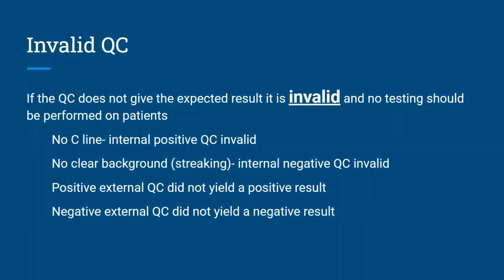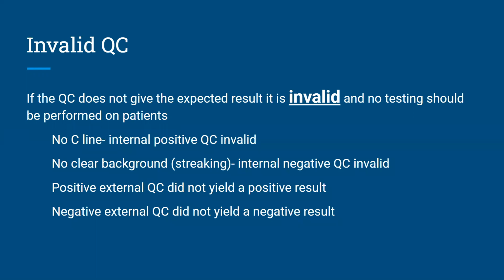In the event that you do have invalid QC, no patient testing should be performed. If there's no control line or there's no clear background, I didn't have a photo of that, but if there's any streaking or indication that it might be ambiguous, whether you could see the control line or the testing result, that should also be indicative of invalid QC, and patients should not be reported.